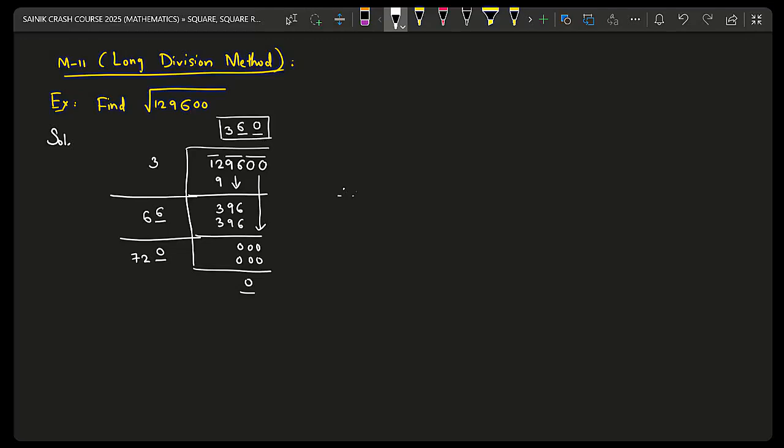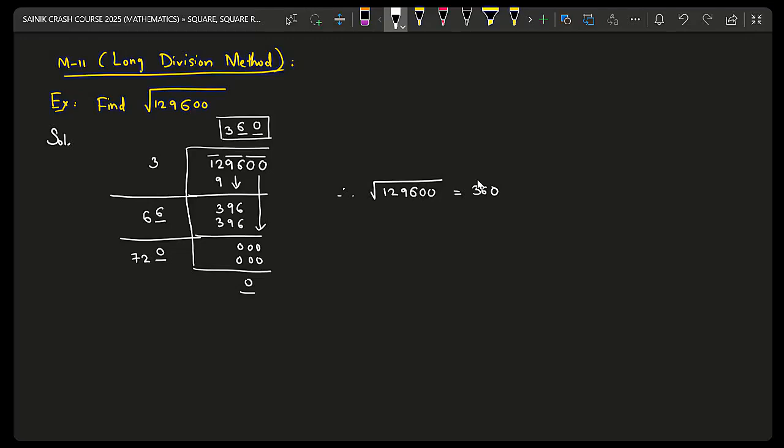I'm going to take more examples in this method for further questions. So this is the method. The square root of 129600 is equal to 360. We got the same answer for both methods. So to find the square root, we have these two methods: the prime factorization method and the long division method.